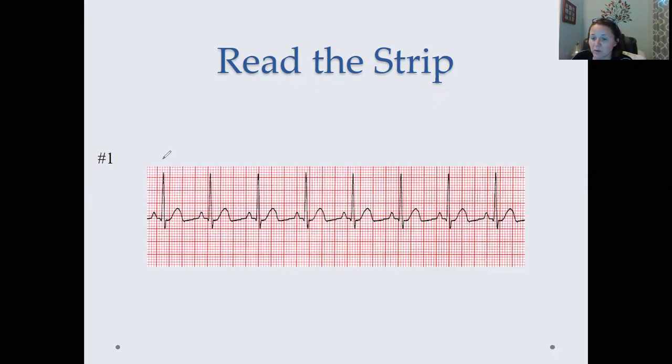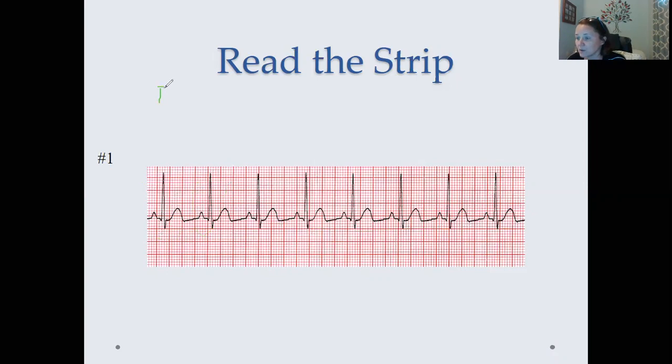So first question, is there a QRS for every P wave and a P wave for every QRS? And the answer is yes. Every complex here has a P wave and a QRS present. So that is a yes. So next question, are the PR intervals and QRS complexes within normal limits? So let's look at that.